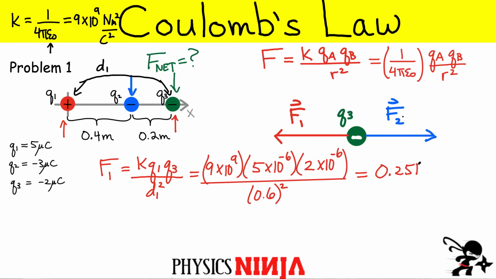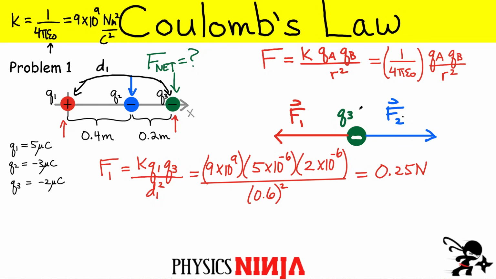0.25 newtons. Now, if you kept the negative sign here, you would get a negative 0.25 newtons, but negative simply tells me that the force is attractive. Okay, so that means that this force here is 0.25 newtons, and it's pointing to the left.